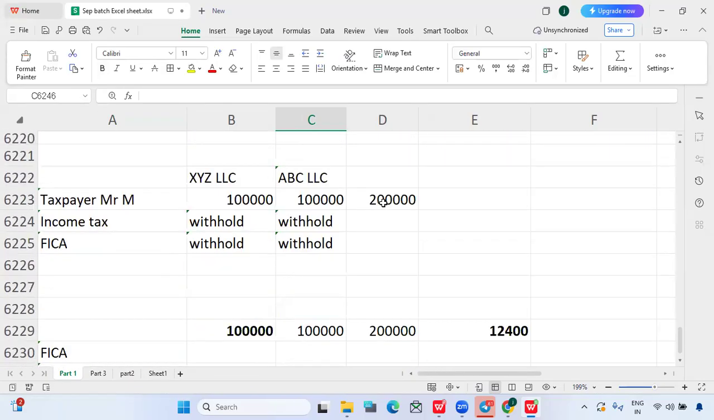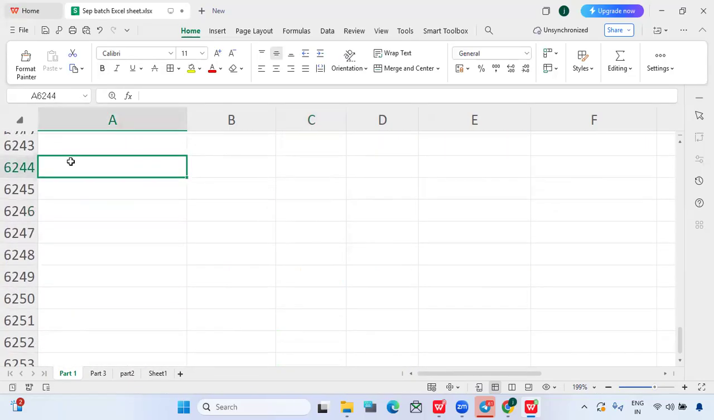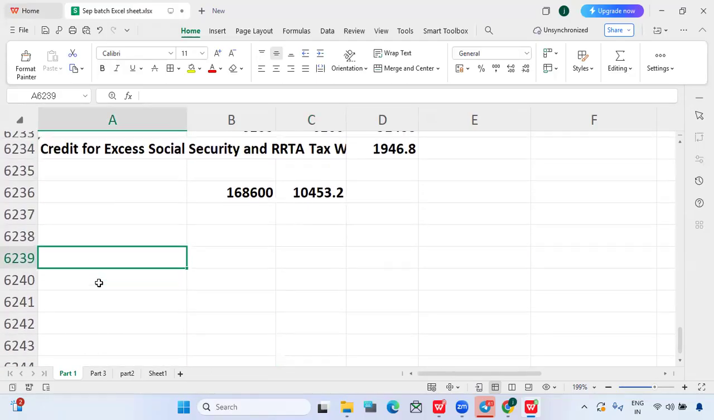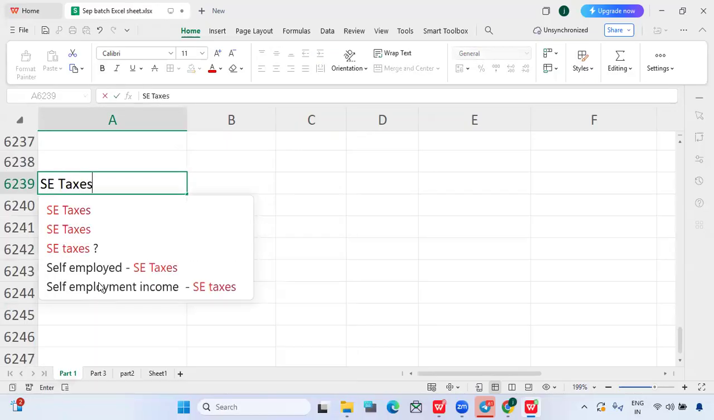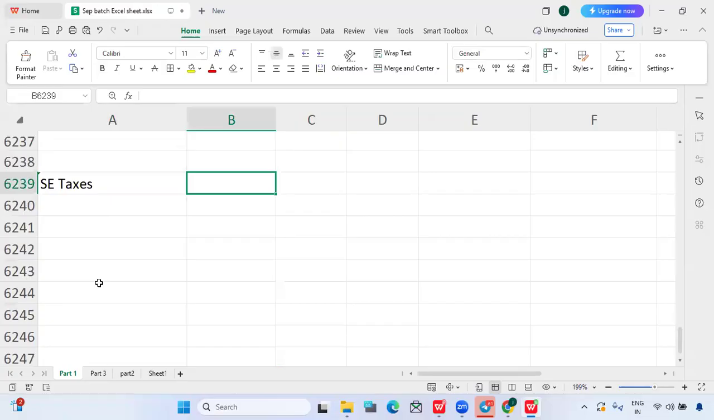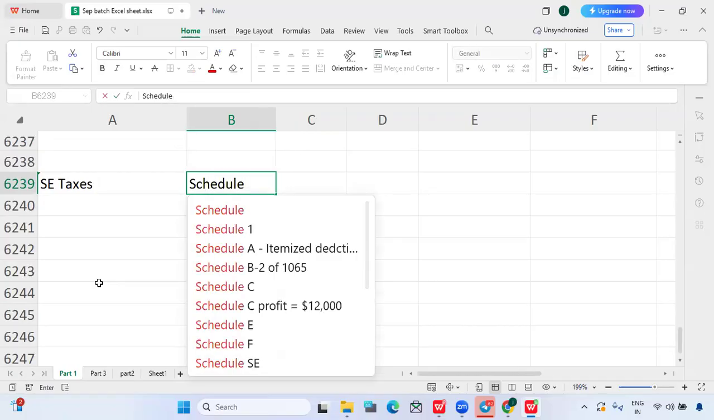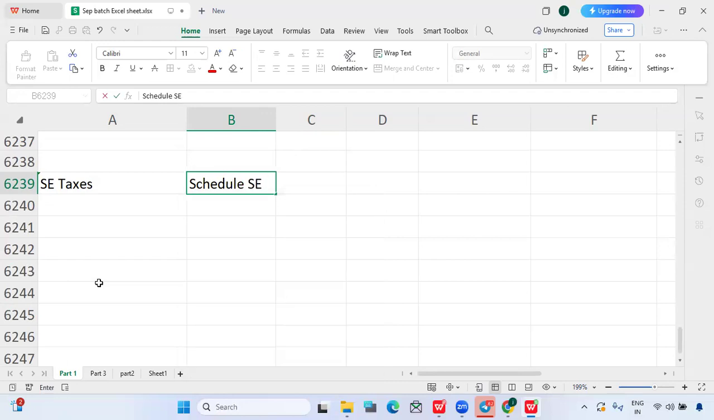Okay, so we will see a couple of questions. We will do some calculation. Then you will get a clear understanding of how we apply the limits and everything. But for now, SE taxes. What is the form, guys? What is the schedule? Schedule 8959? No. Schedule SE.